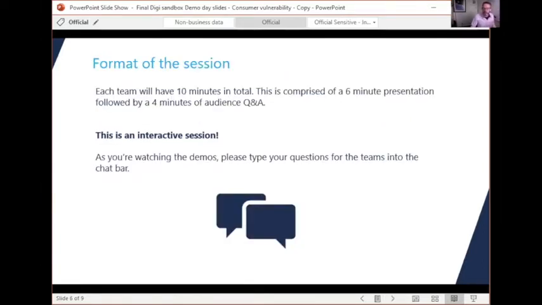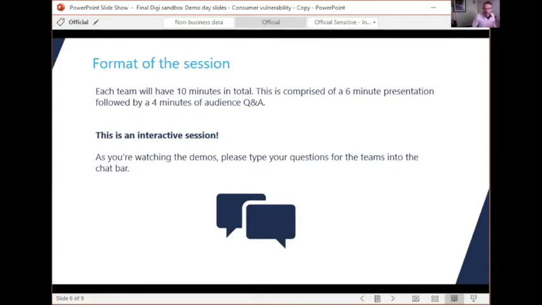Today, each team, and there are 10 of them, each team will have 10 minutes in total. They will have 6 minutes to present, after which they will be rather cruelly silenced, and I apologise for that. And then we'll allow 4 minutes for Q&A. Please add your questions into the chat bar on the side. I'll try and ask the teams a selection of those, and any we don't get to during the 4 minutes, we'll ask the teams to respond to in writing in the sidebar as best they can.